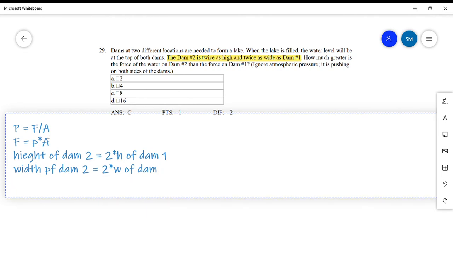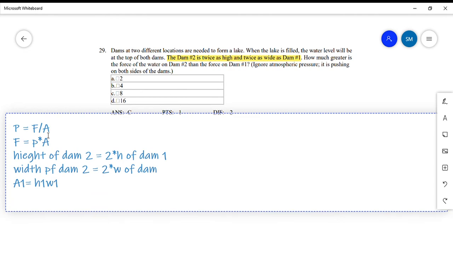So area 1, or A1, is simply equal to H1 times width 1, and A2 is simply equal to H2 times width 2, which is basically equal to 2 times H1 times 2 times width 1, which is equal to 4 H1 times width 1. So it's simply equal to 4 A1.